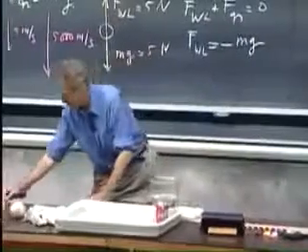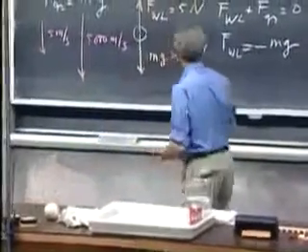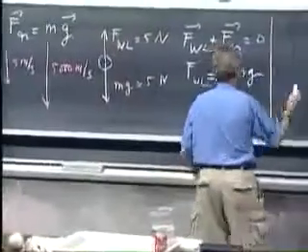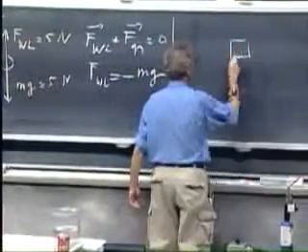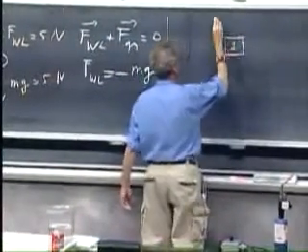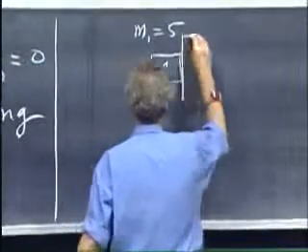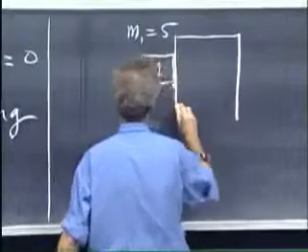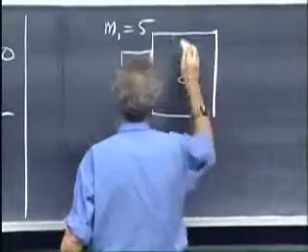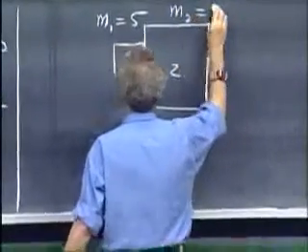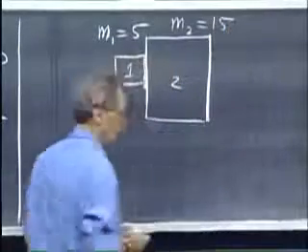Let us work out a very simple example. We have an object which has a mass m1. This is object number 1, and m1 is 5 kilograms. And here, attached to it, is an object 2, and m2 equals 15 kilograms.